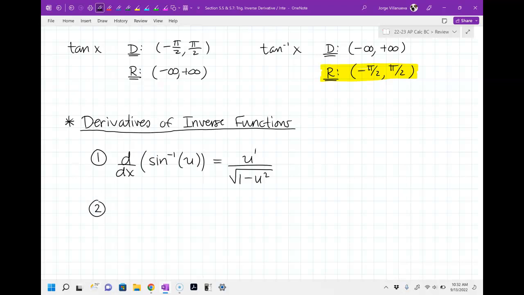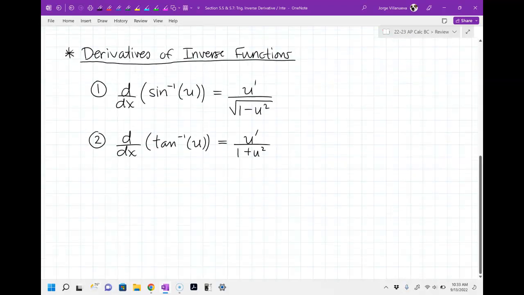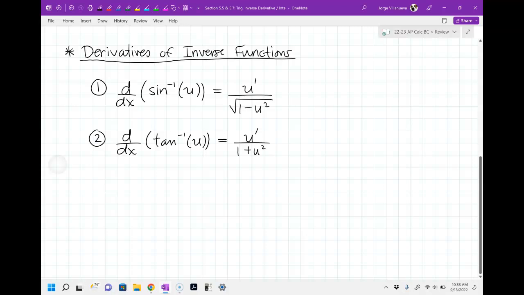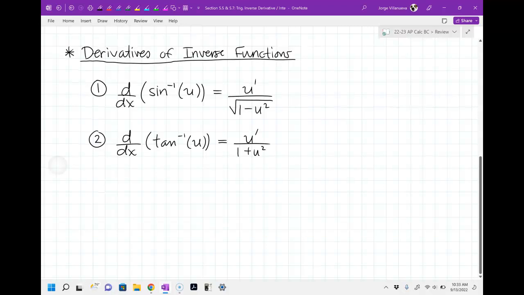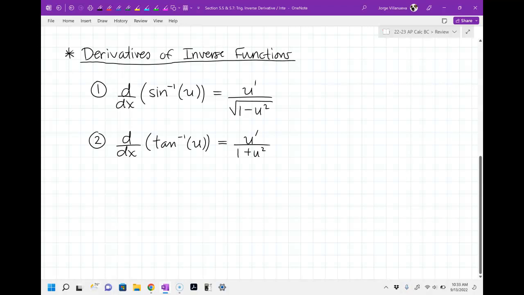Now, the most important one that I tend to see is this next one, the tangent inverse. The tangent inverse one is going to be u prime over 1 plus u squared. The derivative and the integral of the tangent inverse come up a lot. Well, I don't want to say a lot, but if there is going to be one that pops up, it's usually the tangent inverse definition.